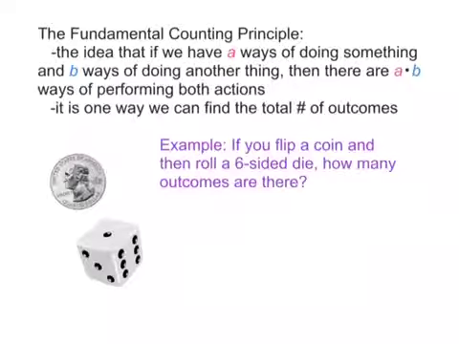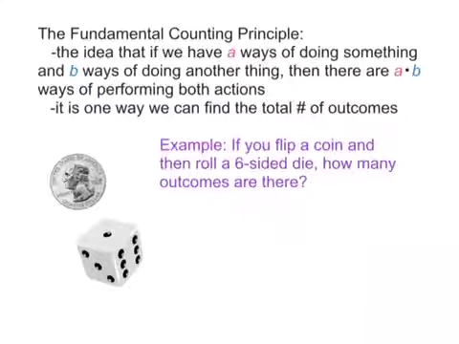Okay, so if we take a look at this example, it says if you flip a coin and then roll a 6-sided die, how many outcomes are there? Sometimes I'll actually ask you to list out the sample space, and sometimes I'm just asking for how many items there would be in the sample space, or in other words, how many outcomes are there. The fundamental counting principle is a quick way to find that answer.